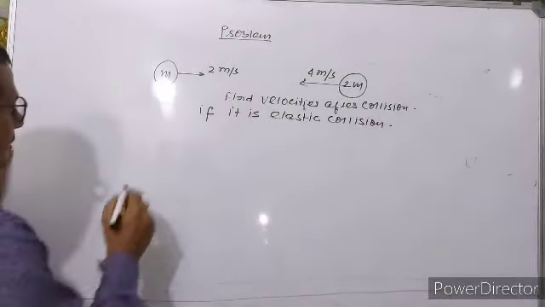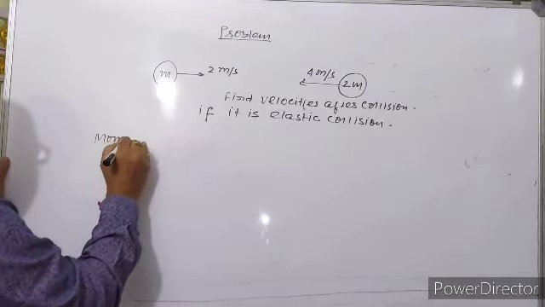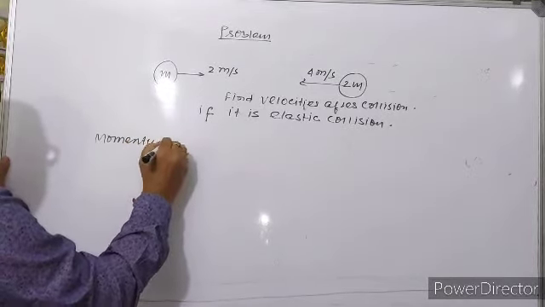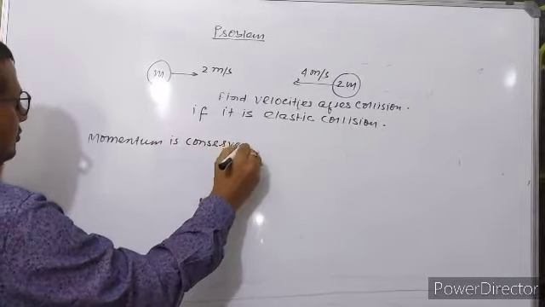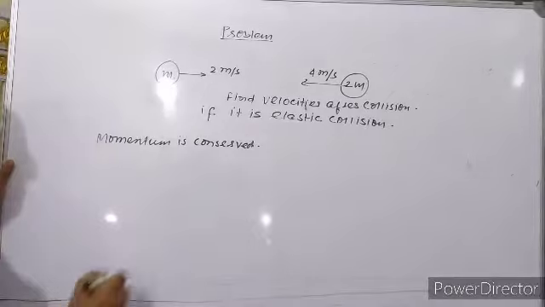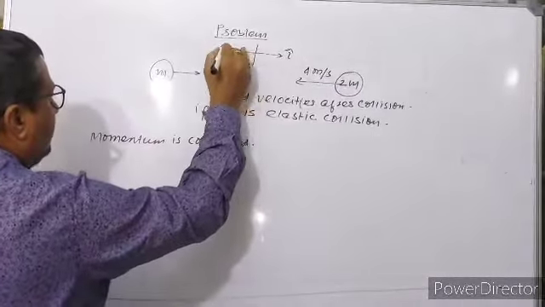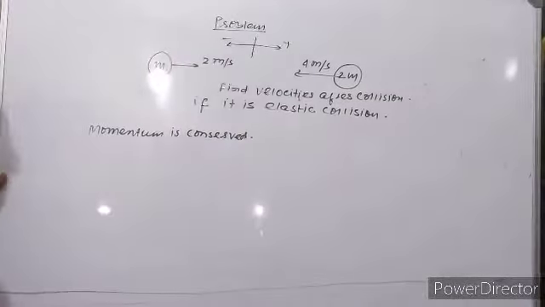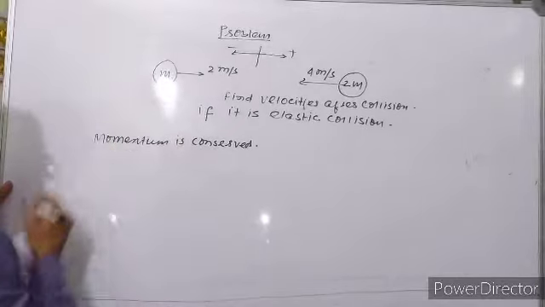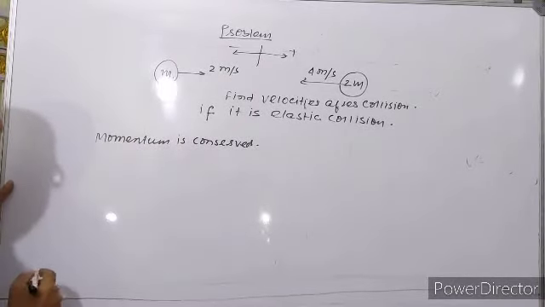If it is an elastic collision, so first of all, momentum will be conserved. So we can write here, we take the direction here, this direction i cap, and this direction minus i cap. Or we can take this direction plus and this direction minus. So momentum is a vector quantity, so we have to use sign.